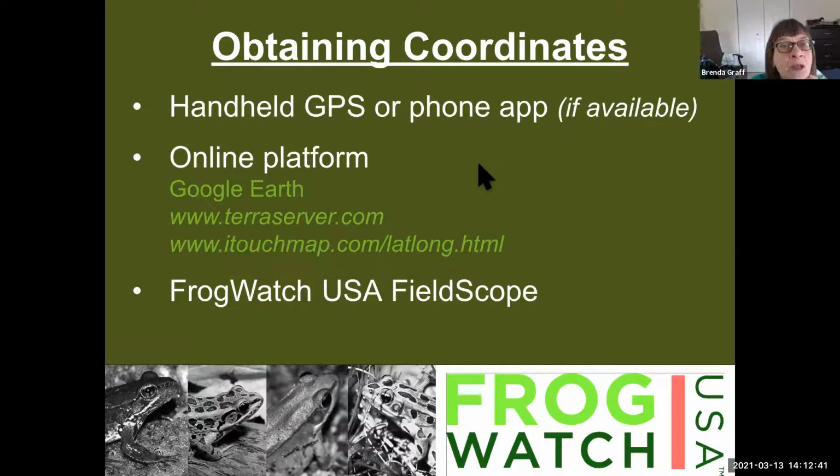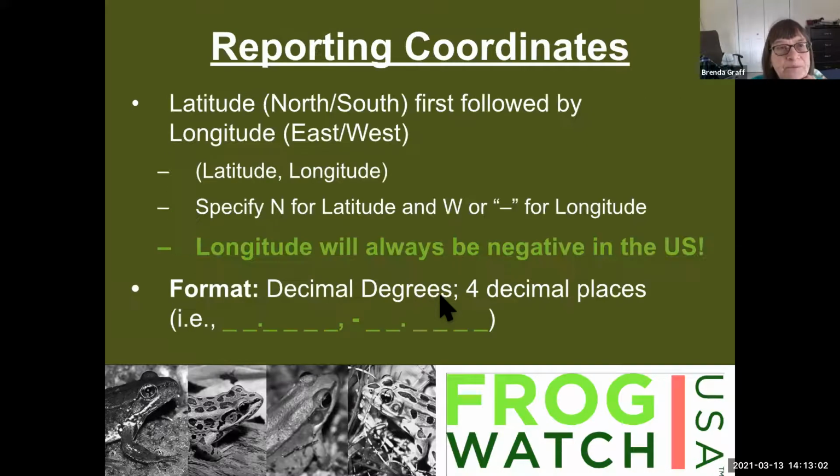Okay, so if you have a handheld GPS, or a phone app, or online platforms, those three, and there's probably other ones that you can use too to get the coordinates. And with the FieldScope, you could generally drill down, I think, and find it that way. And that's just specific information. Four decimal places.